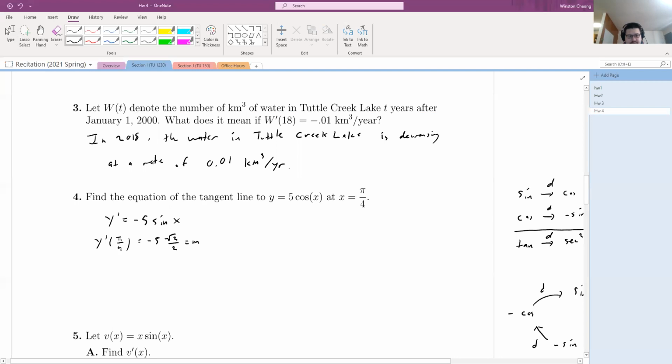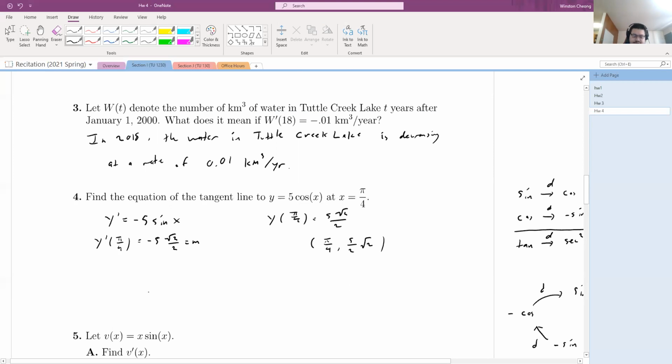We can just write this as m, and we have the point. Well, we almost have the point. We still need to calculate y of pi over 4. Cosine behaves in the same way, so we get 5 root 2 over 2. So our point is pi over 4, comma, 5 halves root 2.